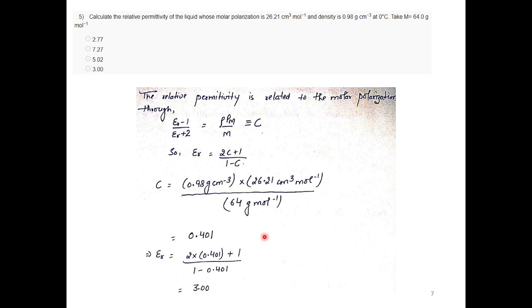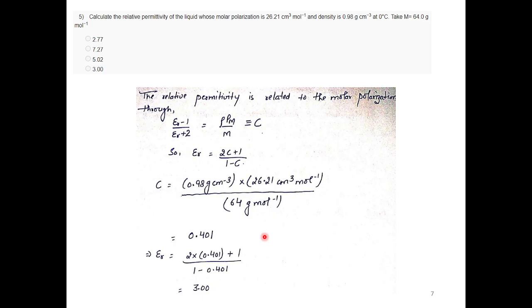Now you come to another question: calculate the relative permittivity of the liquid whose molar polarization is 26.21 centimeter cube per mole, and the density is 0.898 gram per centimeter cube at 0 degree Celsius. Consider that the molecular weight is 64 gram per mole. So you need to calculate the relative permittivity.